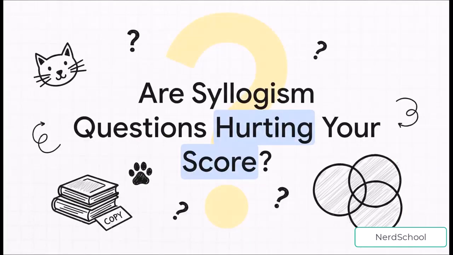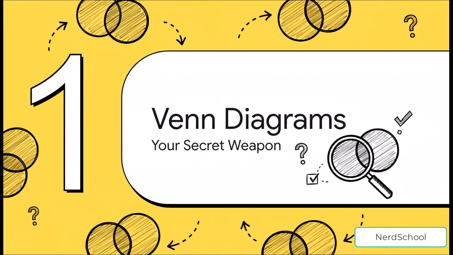Let's be real, because we've all been there. You see a syllogism question, which by the way is just a fancy term for a logic puzzle, and your brain kind of just stops because they feel like they're designed to trick you. But what if there was a simple method, a visual one, that could solve these things in seconds every single time? Well, there is. Okay, let's get into it.